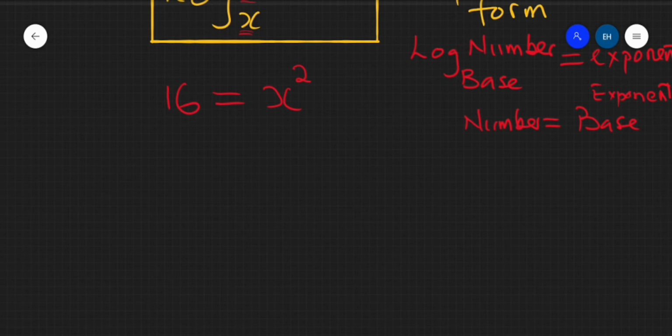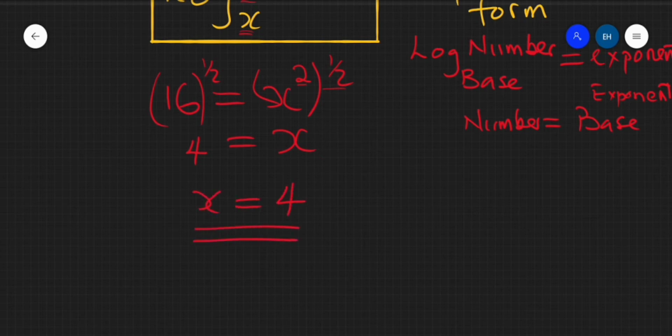Now we want to remove the 2, so we take the square root of both sides. Remember, square root is to the power half. So 16 to the power half will give us 4. And this 2 multiplies with half, and we are left with x. So x will be equal to 4.